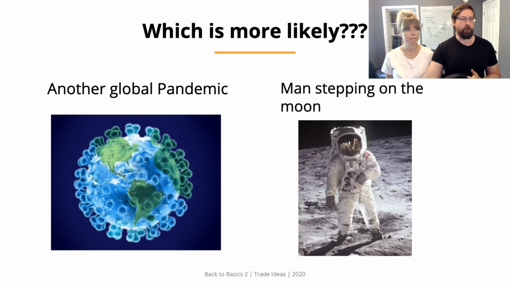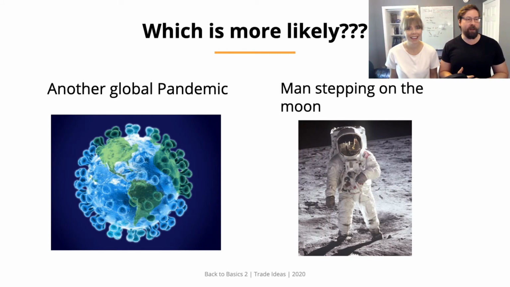So for example, if I said, hey, which is more likely? We get another breakout of some global pandemic, or we put a man on the moon. Yeah, honestly, I think man on the moon. Okay. Well, I made this up. Might not be the best example, but it's usually whatever's occurred more frequently.